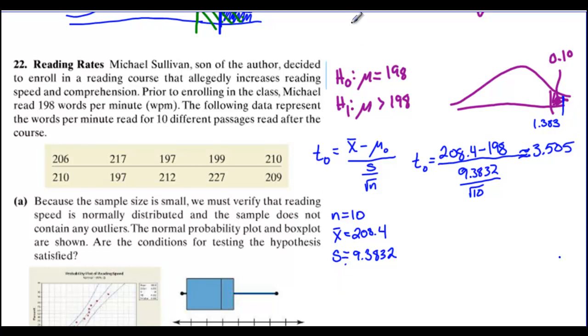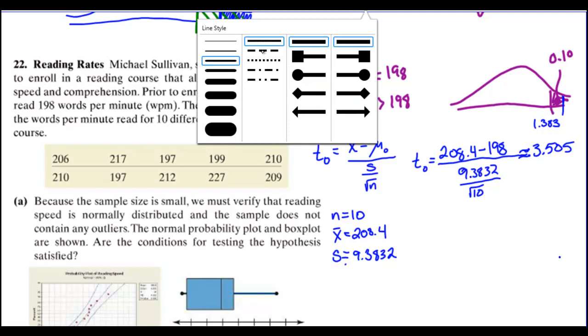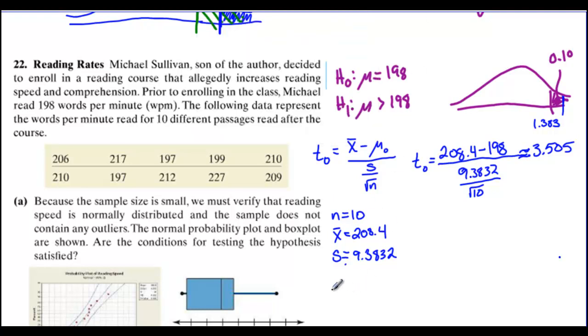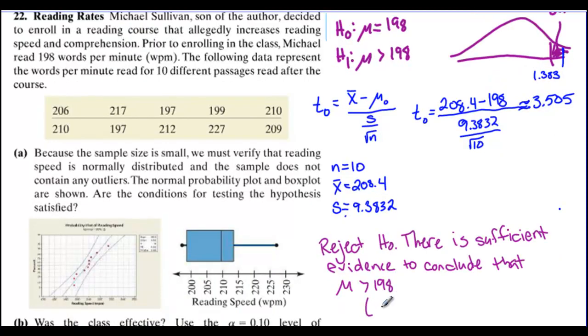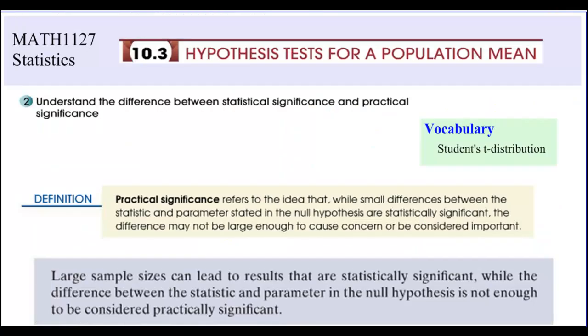So our conclusion is going to be that we reject the null hypothesis, so the class worked. So reject H0, so there is sufficient evidence to conclude that the mean reading speed increased. So in short, the class worked. All right, so we just went through and we had something that was significant. So we had data showing that the mean speed increased.